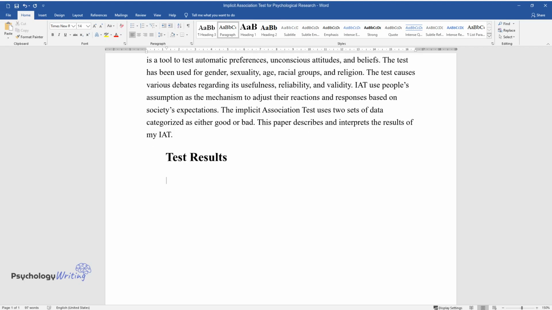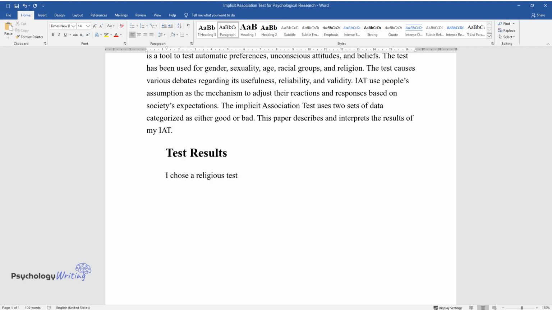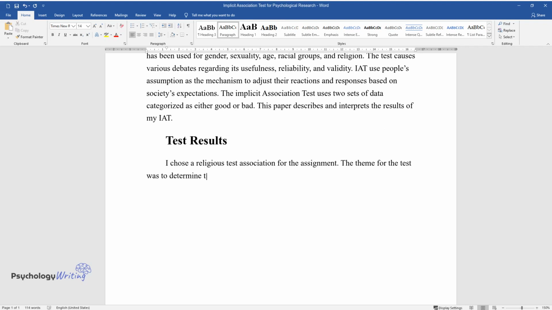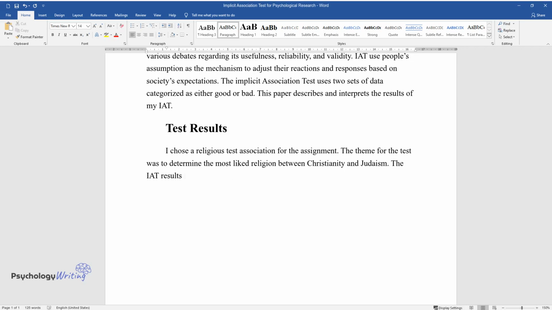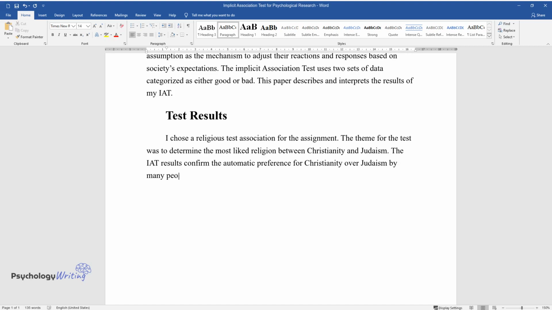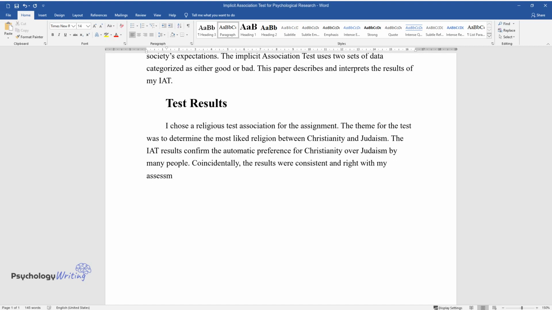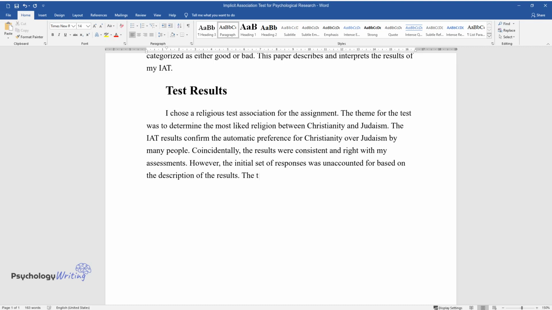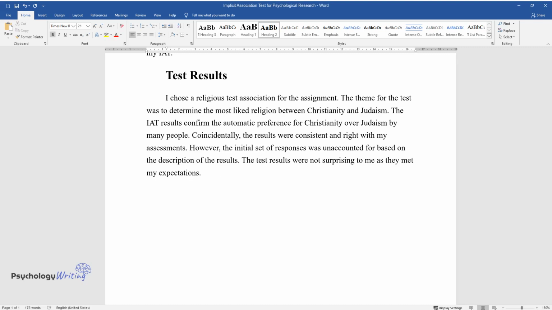Test results. I chose a religious test association for the assignment. The theme for the test was to determine the most liked religion between Christianity and Judaism. The IAT results confirm the automatic preference for Christianity over Judaism by many people. Coincidentally, the results were consistent and right with my assessments. However, the initial set of responses was unaccounted for based on the description of the results. The test results were not surprising to me as they met my expectations.